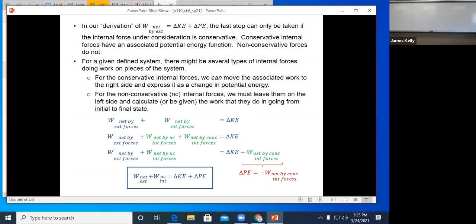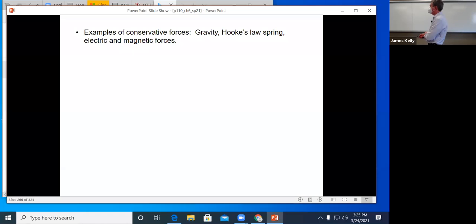We'll see this boxed equation appear in my running list of work-energy relations in just a second. I've been trying to develop a running list and keep building on it as we go on. Okay, so what are some other conservative forces? A lot of the ones we've been talking about: gravity, the spring force, which is called Hooke's law, as you know, that's a conservative force.